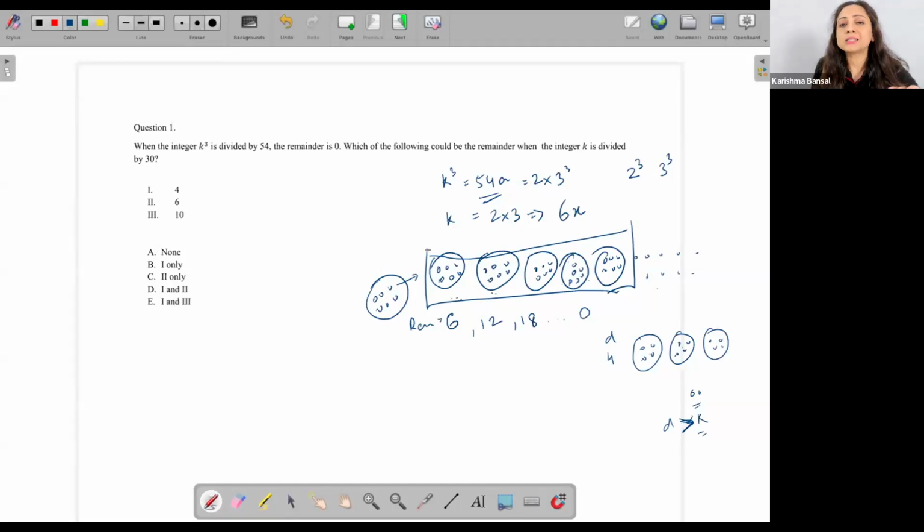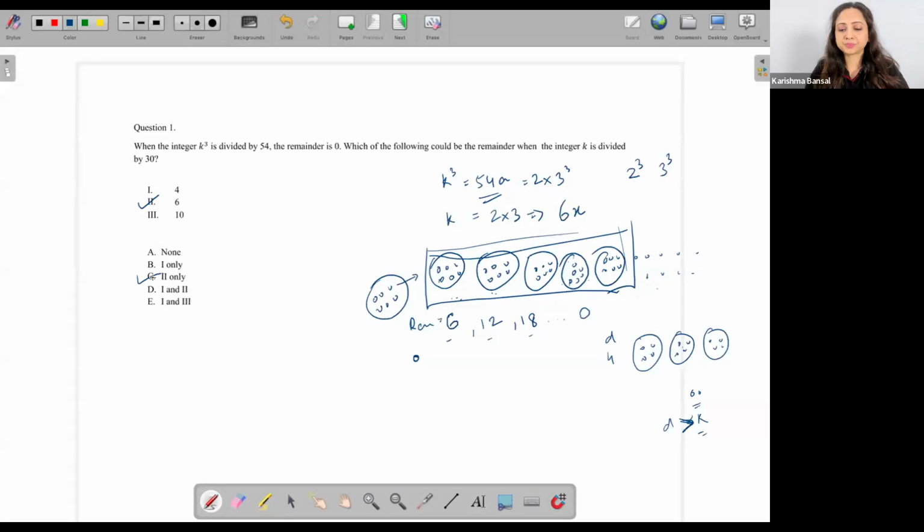Do you understand? Let's say I've made a group of 30. Is it possible that it leaves one marble or four marbles or 10 marbles? That is not possible, because all the marbles are in groups of 6. So the moment I put a few groups of 6s away, I'm going to be only left with groups of 6s, which means my remainder can only be either a 0 or 6 or 12 or 18 or 24. So from here, only 24 is possible, which means that my answer is C.